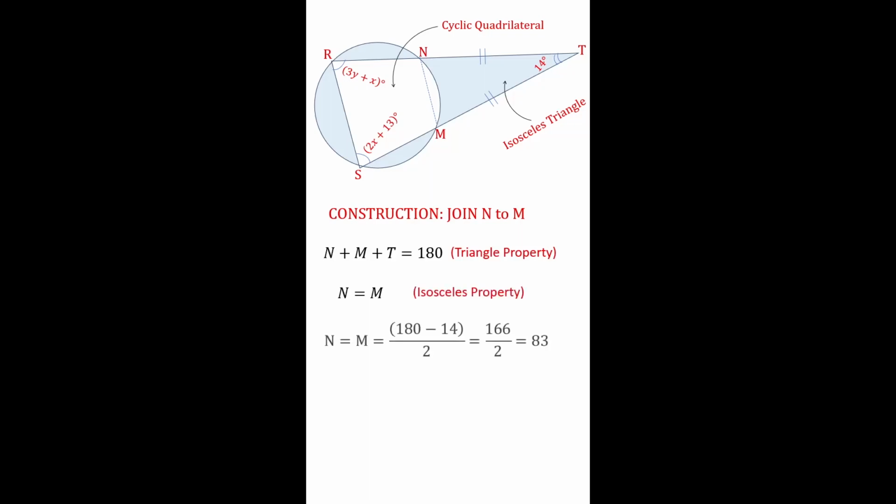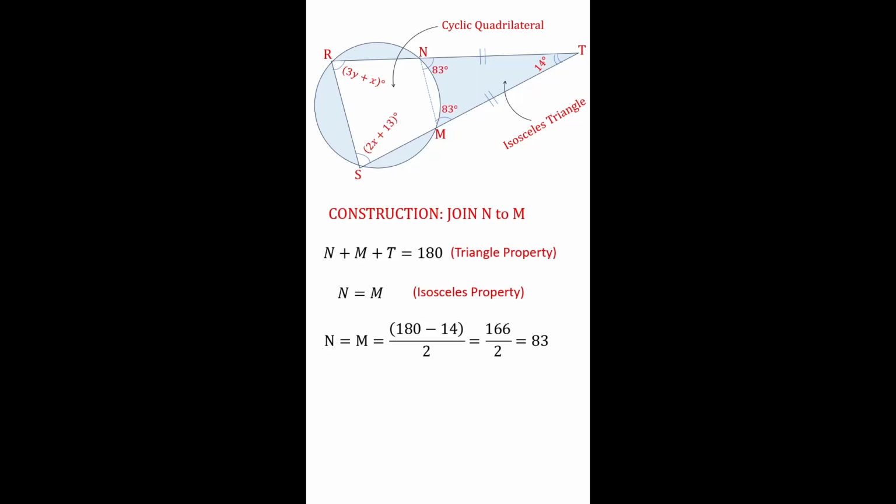Now, we can find the base angles of the isosceles triangle, which are going to be equal from the properties of an isosceles triangle. But we also know that the sum of angles in a triangle gives us 180. So we can say N is equal to M from the isosceles property, and we can now find the base angles by using this method. We'll subtract 14 from 180 and divide by 2, and we get 83. So N is 83 and M is also 83, as you can see in the diagram now.